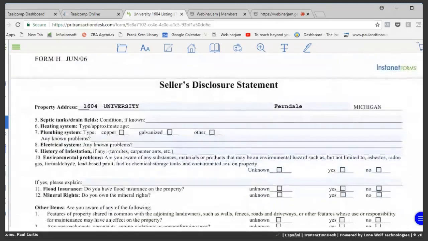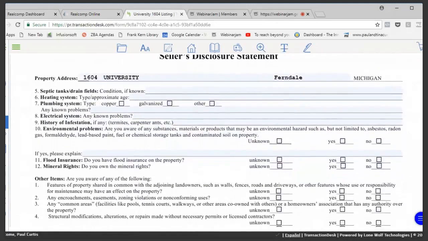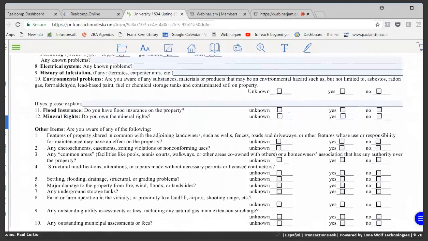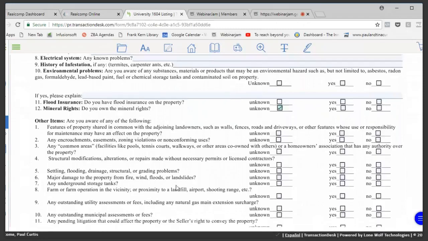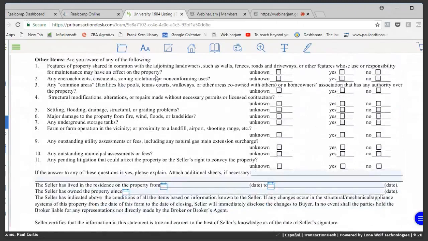Okay, page 2 of our seller's disclosure statement. Okay, and that's more questions. Finish filling these out. The heating system, the plumbing system, electrical system. It's a history of infestation. Do you or don't you have it? Some of these they may not know. Mineral rights. Do you own the mineral rights? I'm not sure. Say unknown. Etc., going through all of these.